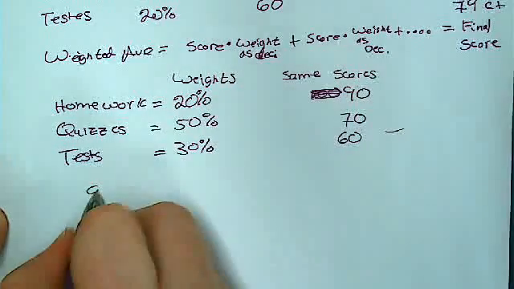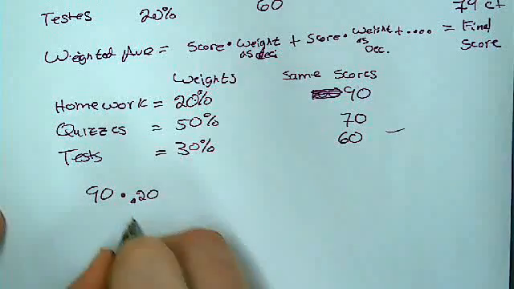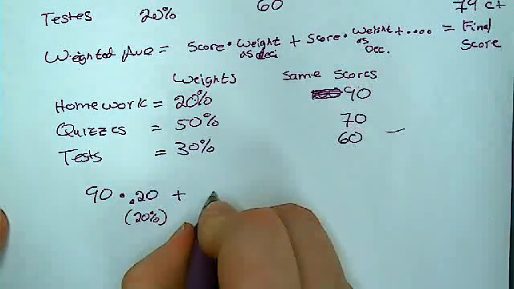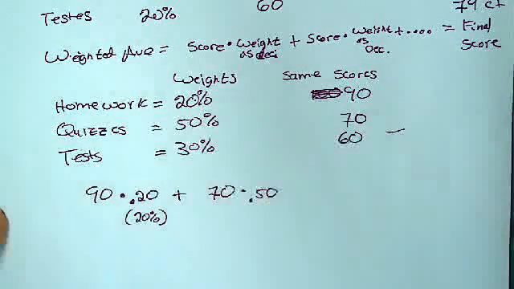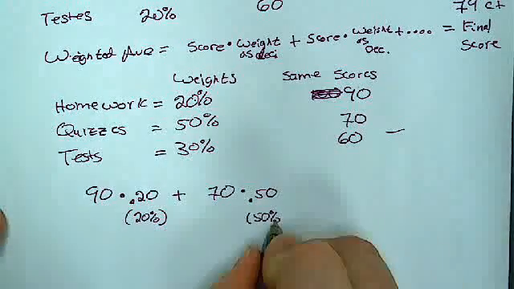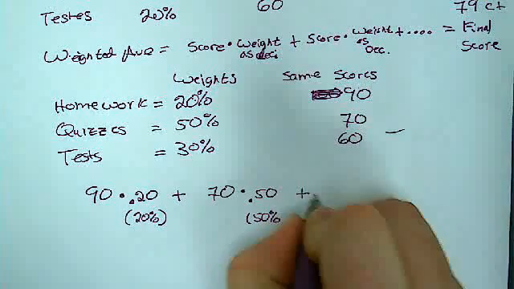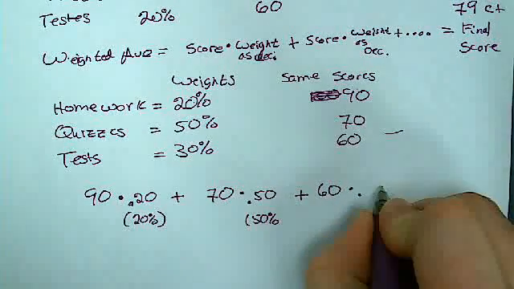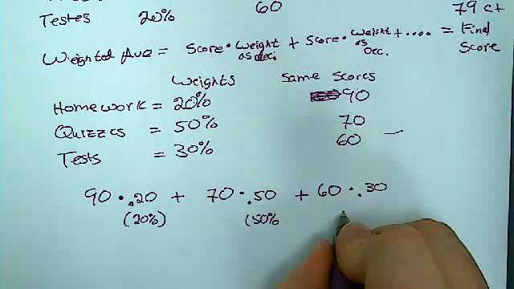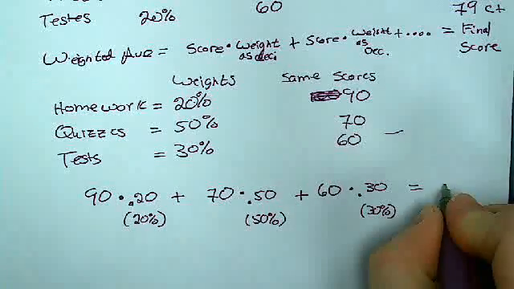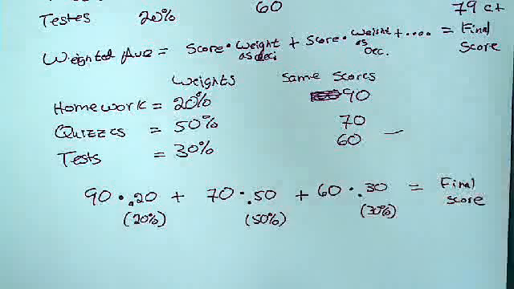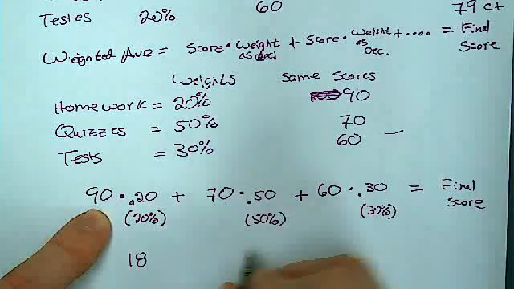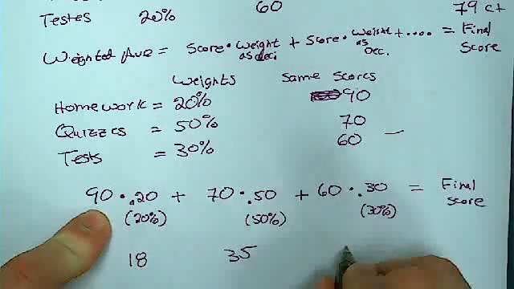Take the score, so that's 90, times the weight, times 0.20, because that's 20% as a decimal, right? I'm going to add that to quiz score, 70, times 0.5, that's 50% as a decimal. Okay. Then her test score, which is not great. I mean, she's barely passing her tests. Times 0.3. That's 30%. And that's going to equal her final score. Now let's actually do the arithmetic. 90 times 0.2 is 18. 70 times 0.5 is 35. And 60 times 0.3 is also 18.